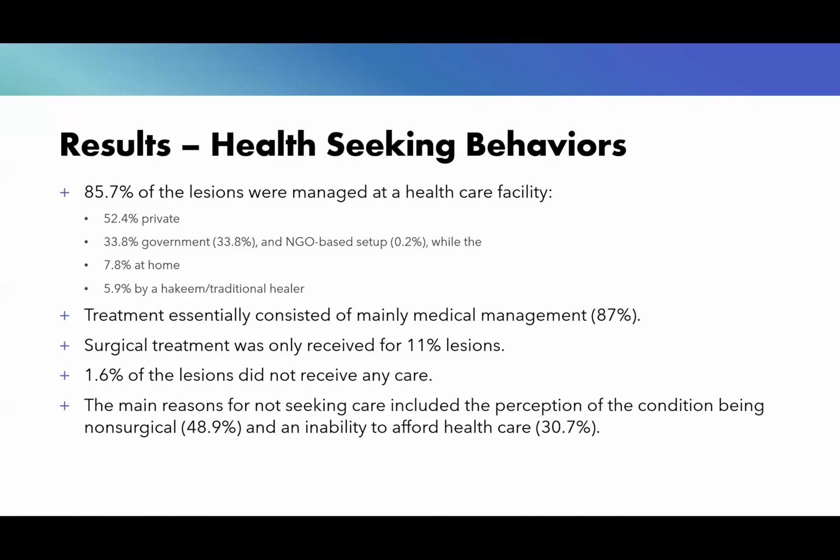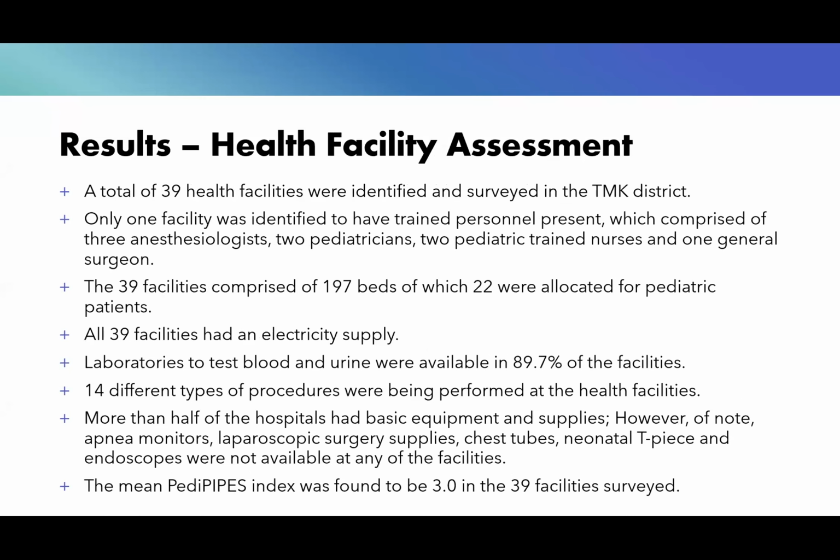The main reasons for not seeking care included the perception of the condition being non-surgical, and an inability to afford healthcare in 30% of the children. Coming to the PediPipe survey, a total of 39 healthcare facilities were identified and surveyed in the district. Only one facility was identified to have trained personnel present, which comprised 3 anesthesiologists, 2 pediatricians, 2 pediatric trained nurses, and 1 general surgeon only. So there was no pediatric surgeon available in the whole district.